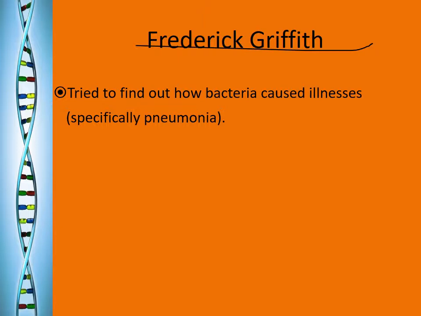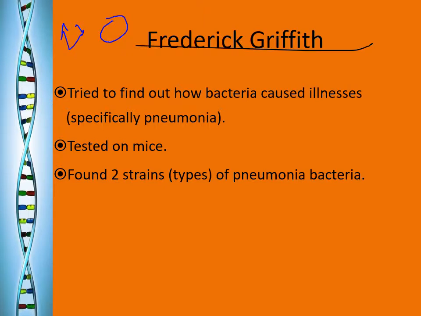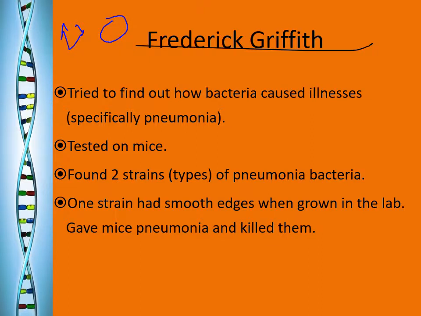What he did was look at two strains of pneumonia that he tested on mice. From the outside appearance, one of the strains had kind of jagged edges, so he called it the rough strain. The smooth-edged one, he called the smooth strain. He injected these two into mice, and the rough strain did not kill the mice, and the smooth strain did kill them. So he realized there was a difference between the two.